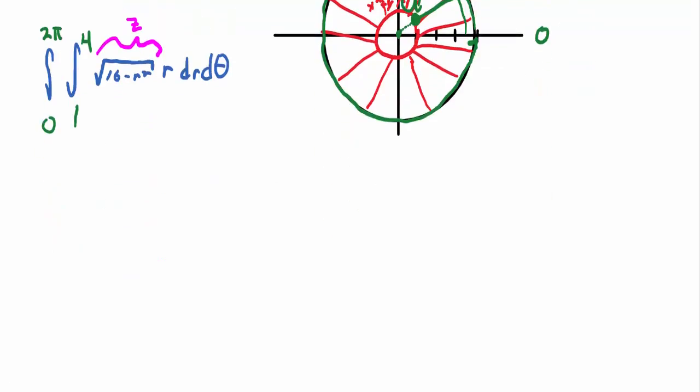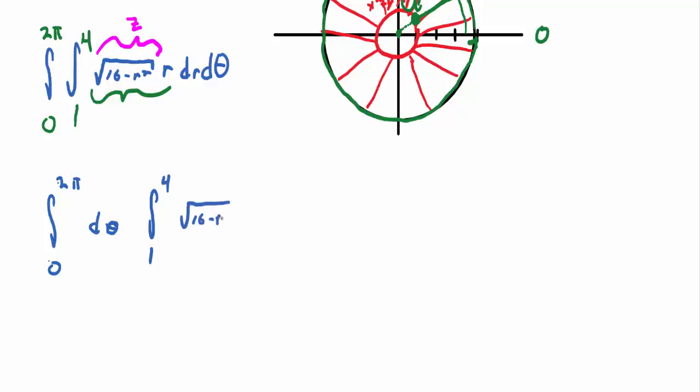Okay, so let's go through this integral. First of all, we can split it up because you have constant limits of integration and just a function of r inside. So make your life easy. Clear up the clutter in your life. I feel like I'm selling you something here. Split up the integral is what I'm trying to say. So integral 0 to 2 pi, d theta. And then integral from 1 to 4 of square root 16 minus r squared times r dr. Everybody see how I split that up?